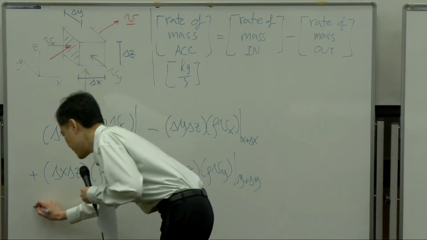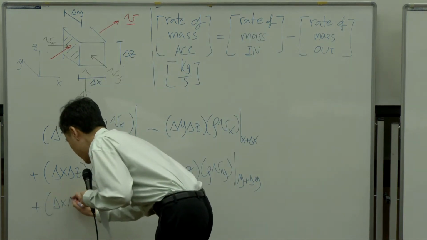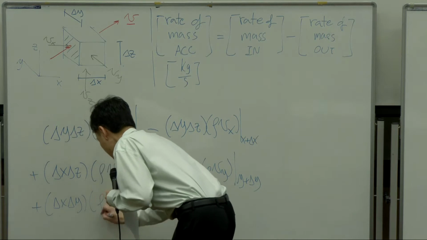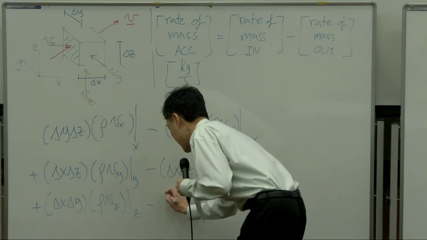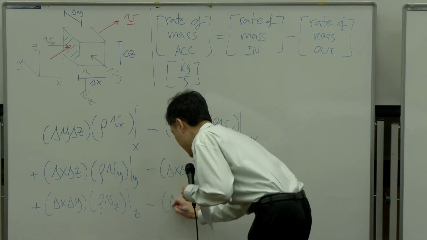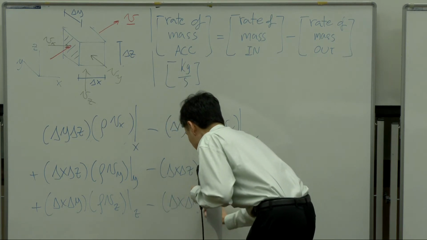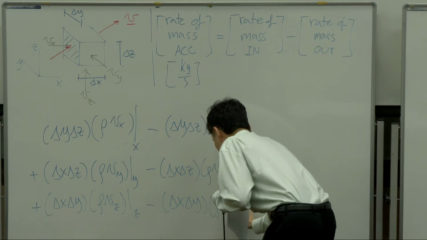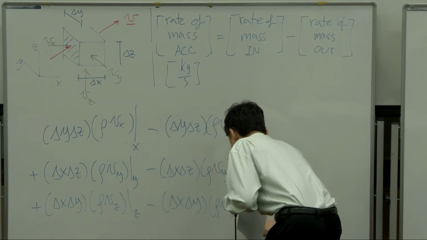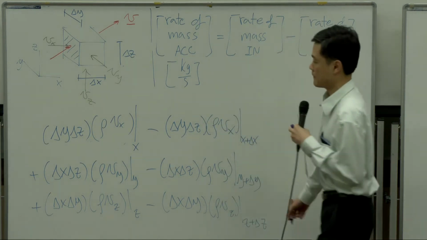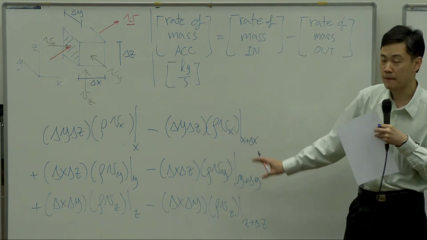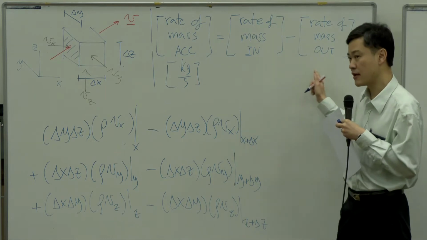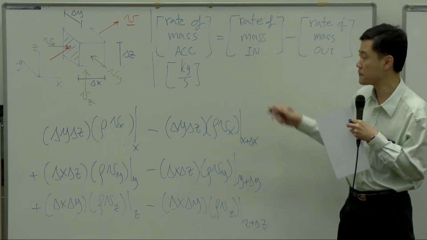Lastly, in Z direction, that will be delta X, delta Y, rho Vz at Z minus delta X, delta Y, rho Vz at Z plus delta Z. So that's in minus out in three directions. Okay? These two terms have been taken care of.